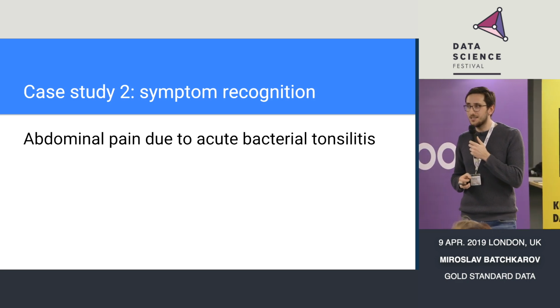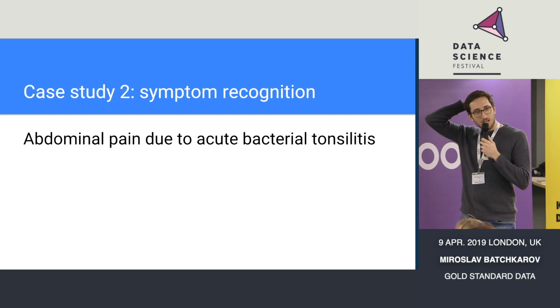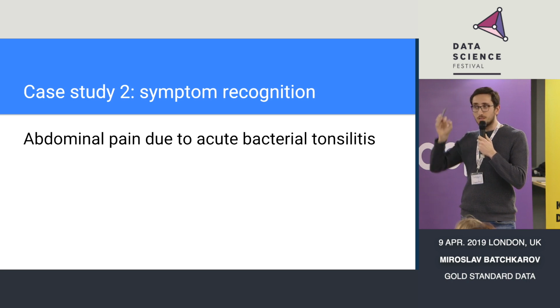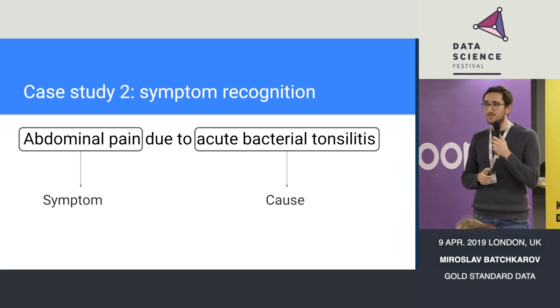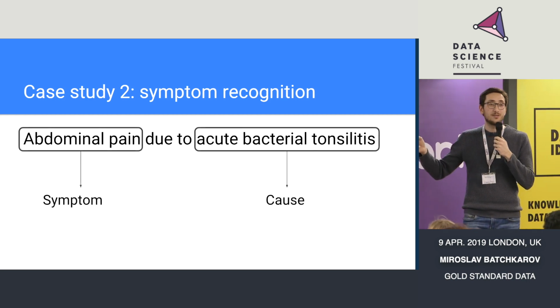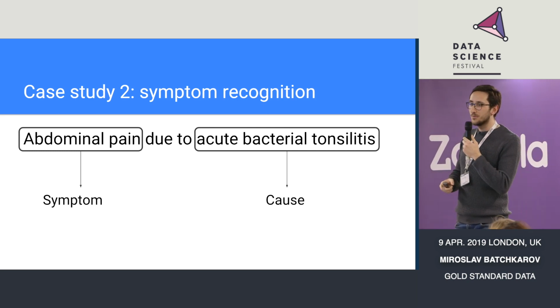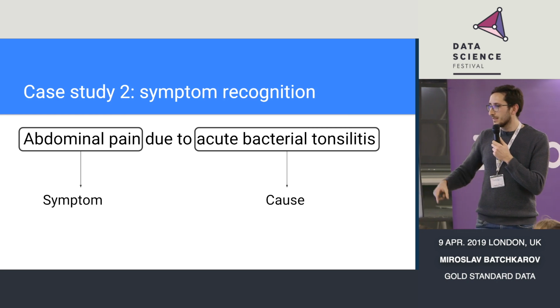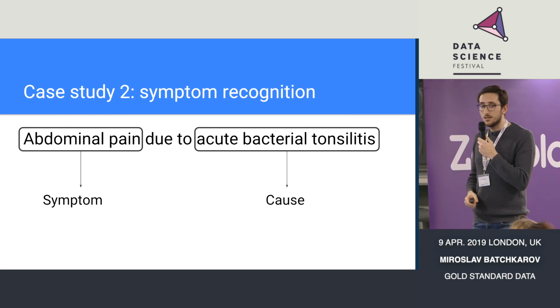That takes us to the next case study, which is symptom recognition in medical notes. The task is to find diseases and their causes. You might have something like this. If it says abdominal pain due to tonsillitis, which is completely nonsense medically speaking, you might want to say that abdominal pain is a symptom, and the thing causing it, the disease causing that symptom, is the tonsillitis.